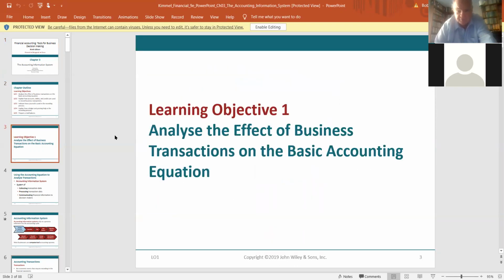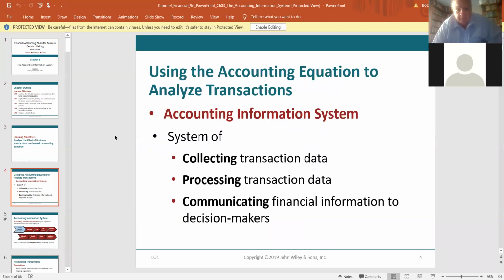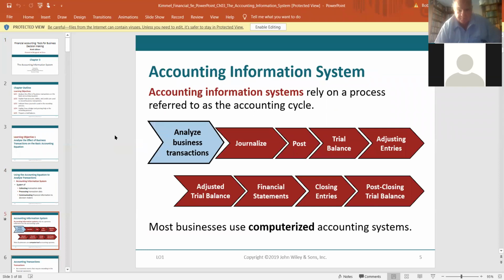Analyze the effect of business transactions on the basic accounting equation. The accounting equation: assets equal liabilities plus equity. Never forget that. Assets equal liabilities plus equity. And we'll get into that a little bit. Using the accounting equation to analyze transactions, an accounting system collects data, processes it, and most importantly, communicates it to decision makers. Now we're going to go through the arrows here today, okay?